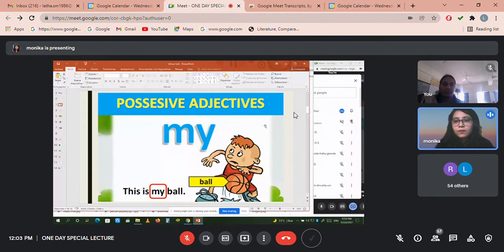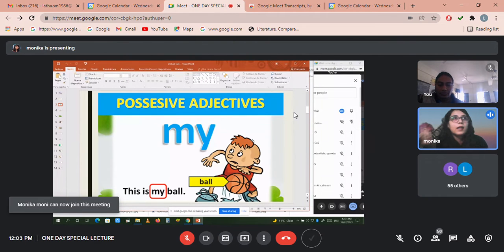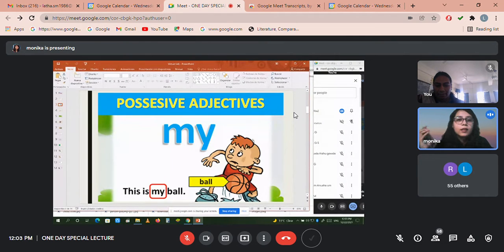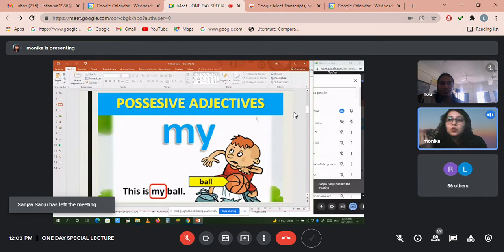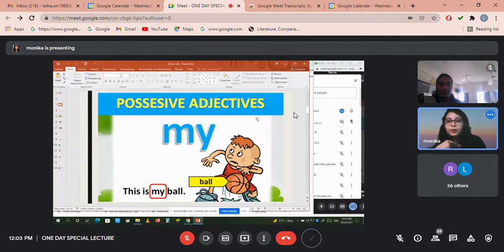So if we have a look, for example, if I have a phone in my hand, I will ask, whose phone is this? Then I have to tell the ownership or the possession of this mobile phone. Then I will say, this is my phone. So in that sentence, this is my phone, my is the possessive adjective. To whom does this phone belong? To me. So the subject pronoun here is I.